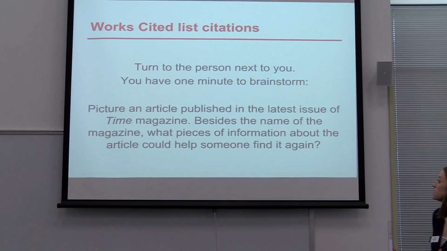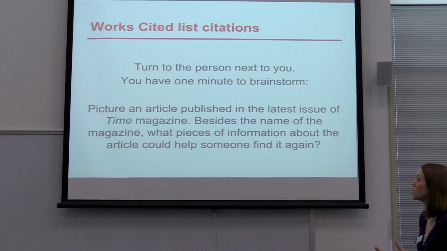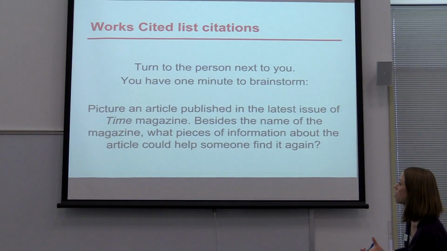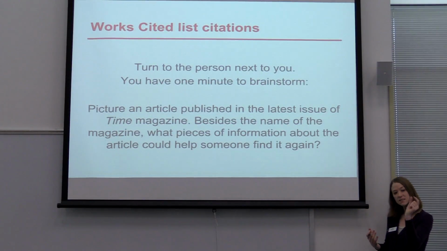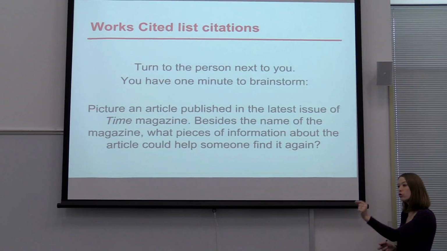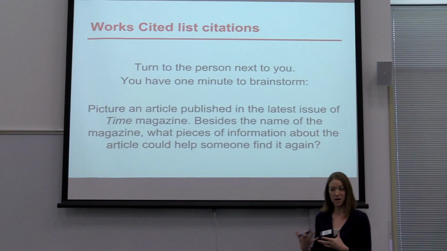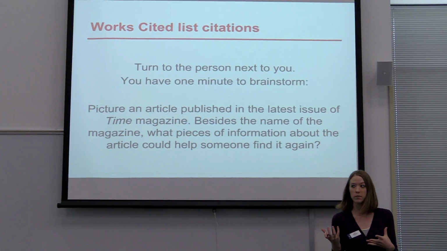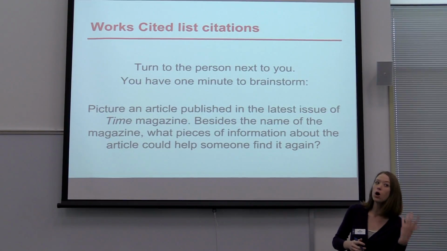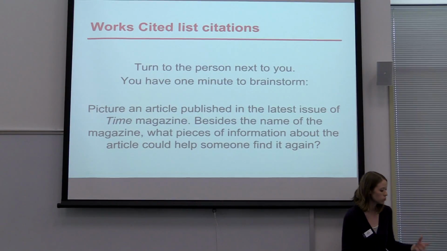Then we talked about in-text citations, and then we got to the works cited citations. The first thing I did was a quick think, pair, share: picture an article published in Time magazine. Besides that piece of information, how else could you tell somebody to find that article? What other pieces of information might help them? That gets them primed to start thinking about those core elements, right? Oh, well, I can tell them what the author of the piece is, what page number to find it on, what the volume number is.